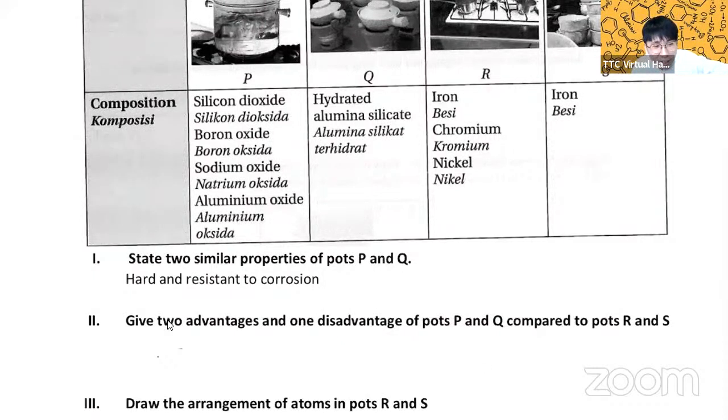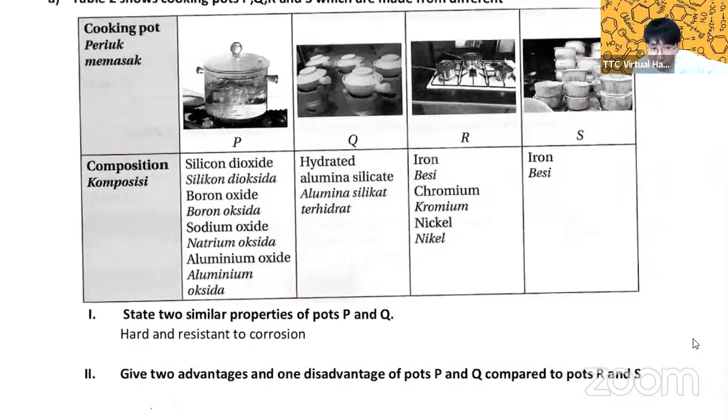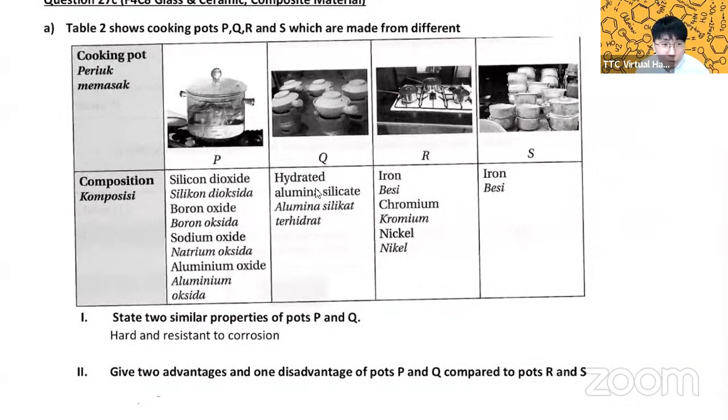Okay, so moving on. Give two advantages and one disadvantage of P and Q compared to R and S. So the two advantages of P and Q. What do we know about them? They are resistant to corrosion, resistant to heat, chemically inert, basically the glass and ceramic properties. Then what is the disadvantage compared to R and S? R is iron, chromium, nickel, which is stainless steel. Then S is just iron. So these two are basically metal. So what benefit does metal have compared to P and Q?